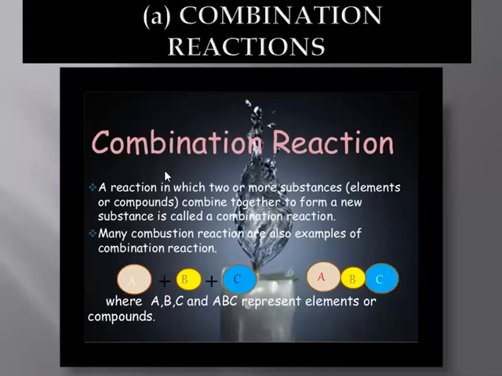Combination reactions. A reaction in which 2 or more substances, which can either be elements or compounds, combine together to form a new substance is called a combination reaction. Many combustion reactions are examples of combination reactions. We can see A, B, C. The 3 entities of the reactants combine to form ABC as a single product.